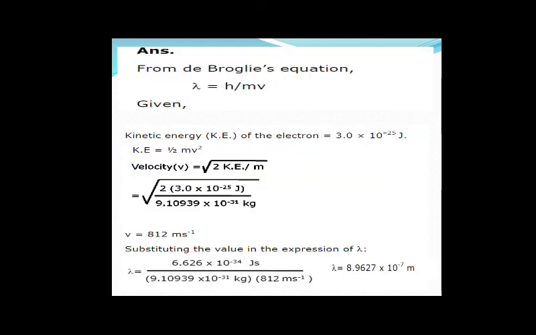the answer. So at the last, the answer will be lambda is equal to 8.9627 into 10 raised to power minus 7 meter. Let us go to the next question now.